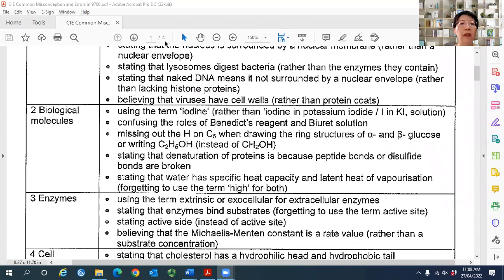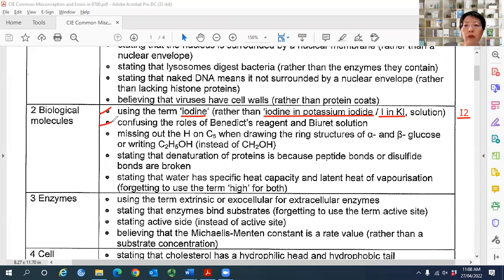Now let's go to chapter 2, biological molecules, common mistakes among students in exams. Using the term iodine. I already said you cannot use iodine because iodine, I2, is a purple colour gas. If you want to stain starch with iodine, you must say stain with iodine in potassium iodide solution, or I2 in KI, because iodine can be I2, a purple colour gas. So you need to write your answer accurately to the detail you have learned, okay?